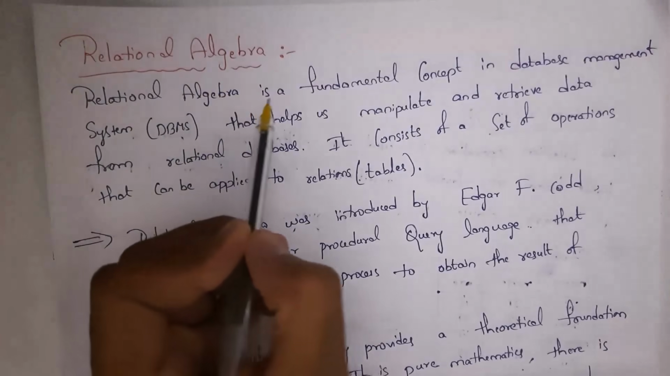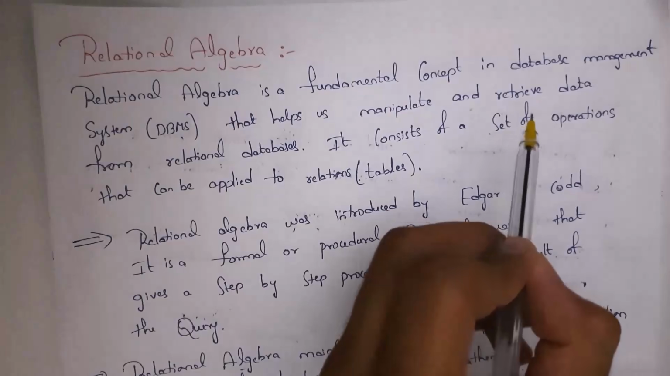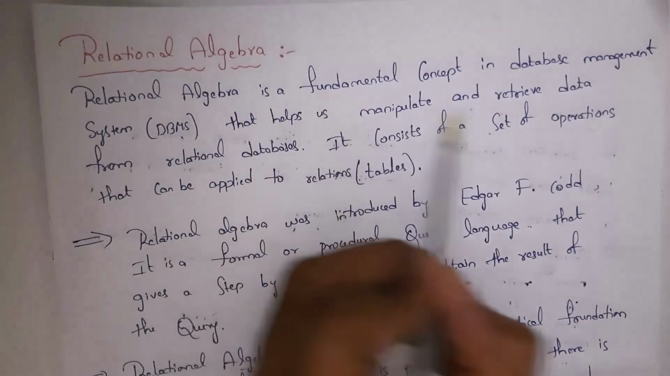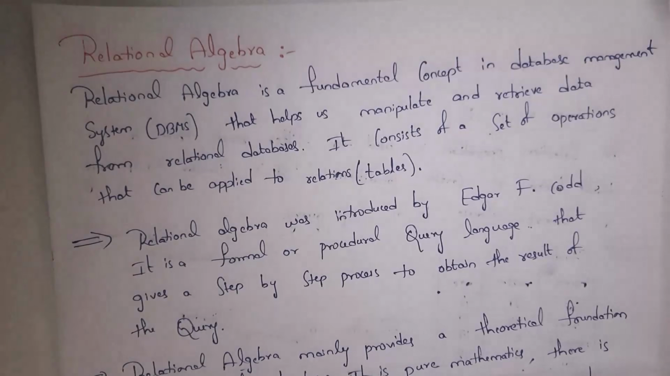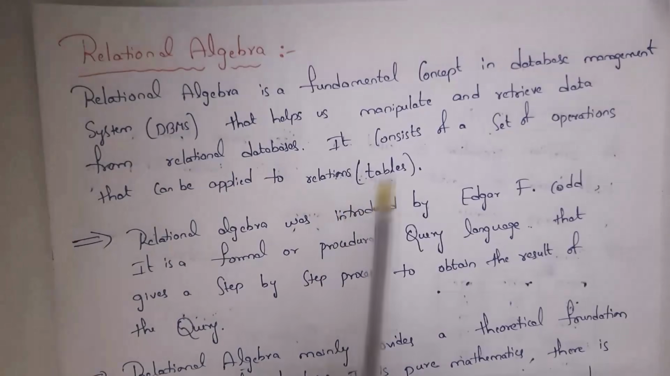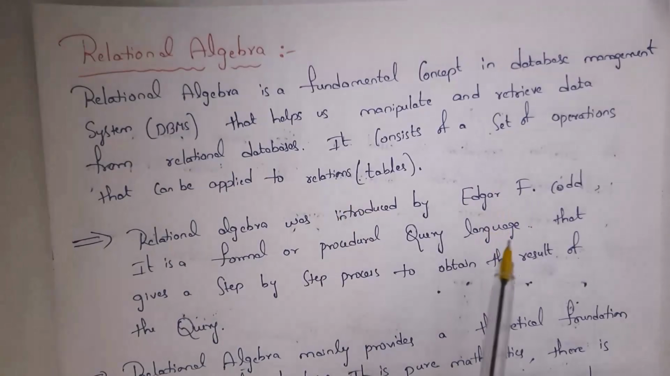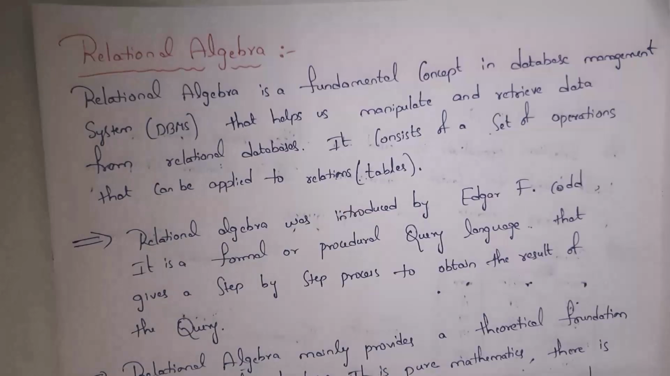Relational algebra is a fundamental concept in database management systems that helps us manipulate and retrieve data from relational databases. Guys, relational databases are nothing but databases which are stored in the form of tables. By using this relational algebra, we can manipulate and retrieve data from tables. It consists of a set of operations that can be applied to relations. We can perform various operations on tables. Edgar F. Codd is the person who developed the relational model. He is the person who developed relational algebra too.